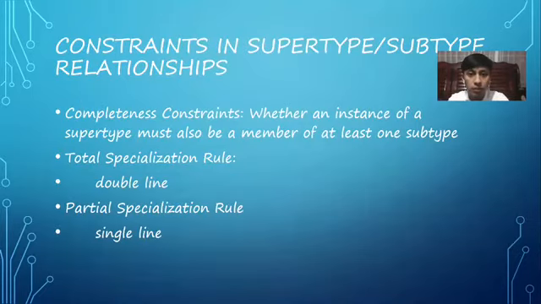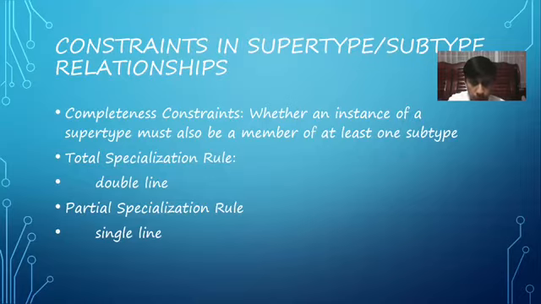Constraint in supertype or subtype relationship. Completeness constraint is a type of constraint that addresses whether an instance of a supertype must also be a member of at least one subtype. Total specialization rule is a rule that specifies that each entity instance of a supertype must be a member of some subtype in a relationship. On the other hand, partial specialization rule is a rule that specifies that an entity instance of a supertype is allowed not to belong to any subtype.